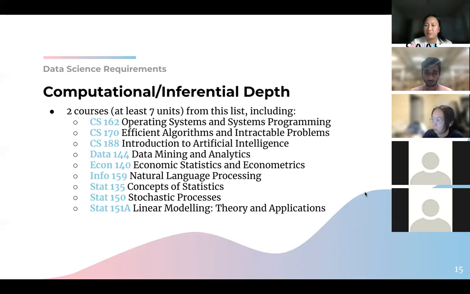And so some common classes that people will take are CS 162, 170, 188, Data 144, Econ 140. There's also the environmental econ version of 140 that's on this list as well. Info 159, Stat 135, 150, or 151A. In the chat, we have a question for the computational and inferential depth. Which courses are the most relevant for the industry in data analysis and fintech entry roles?